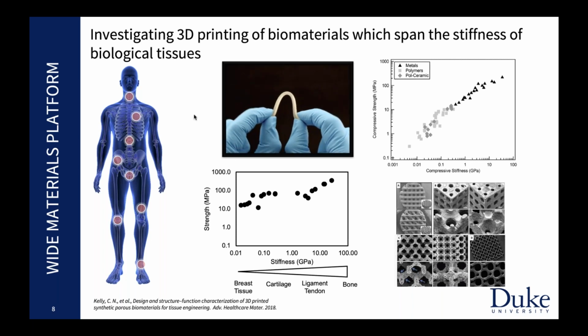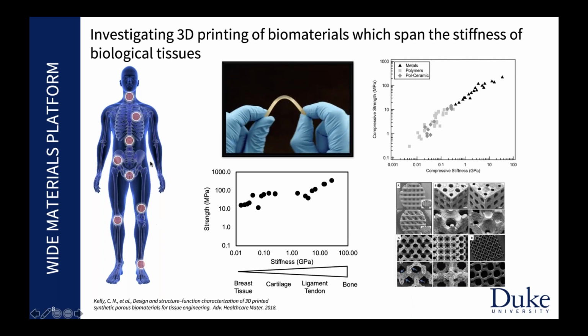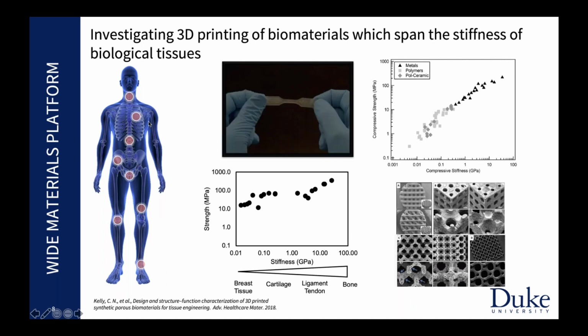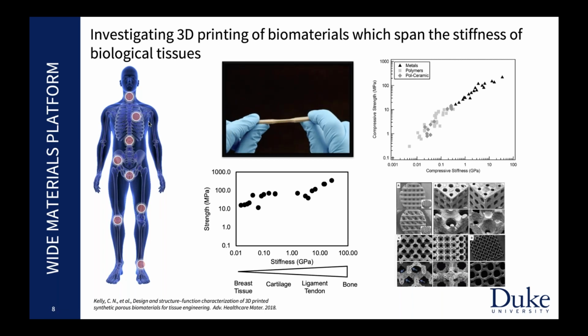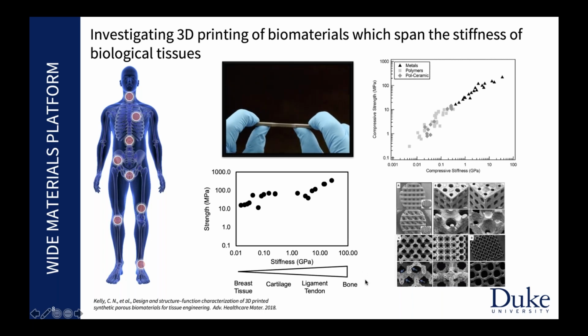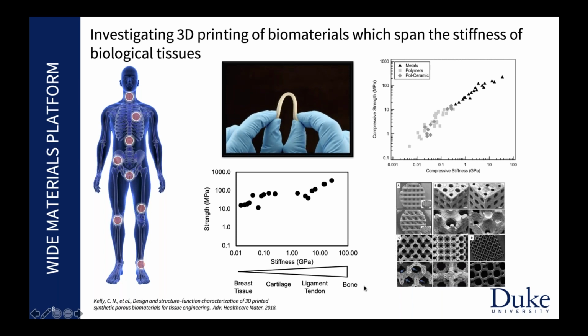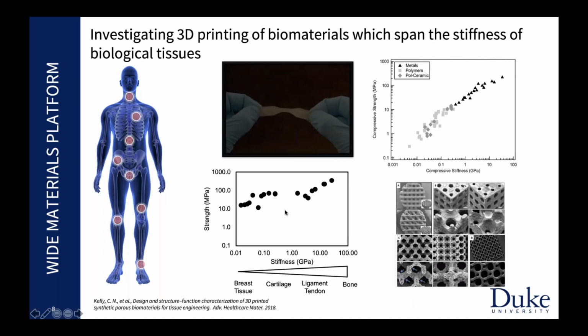So if you think of this, it allows us to start looking at applications all over the human body, because we can print a huge range of stiffnesses. And those stiffnesses cover a really wide range of parts. If you look on the bottom, you can see the softest being like breast tissue and the hardest being bone. And we can actually make polymers in almost that entire range with 3D printing.